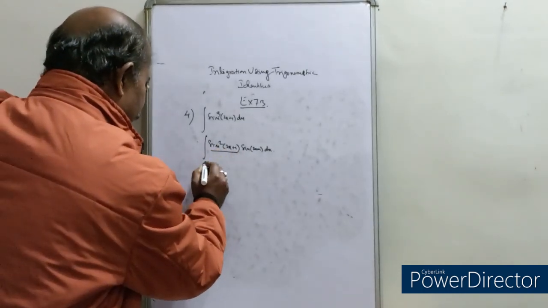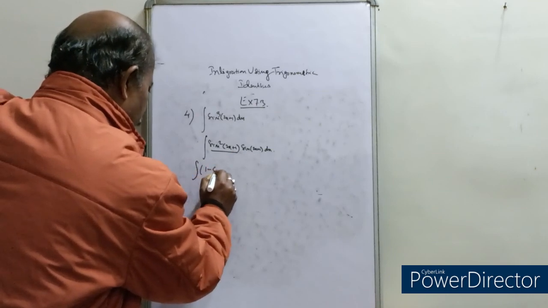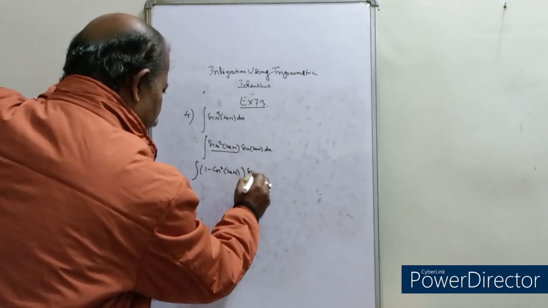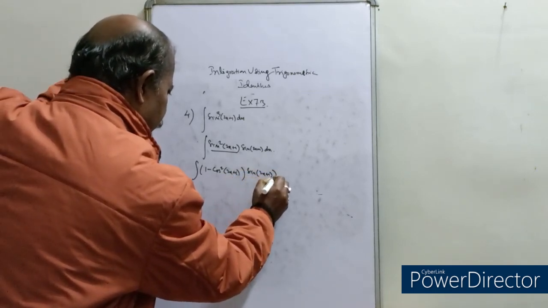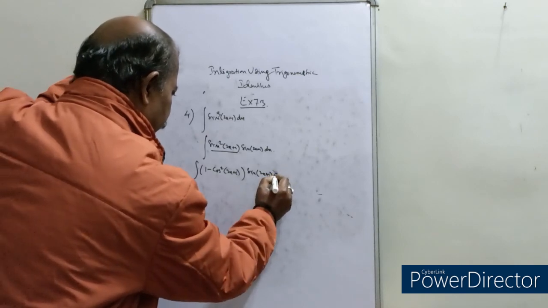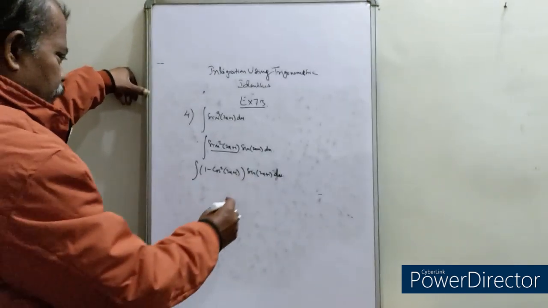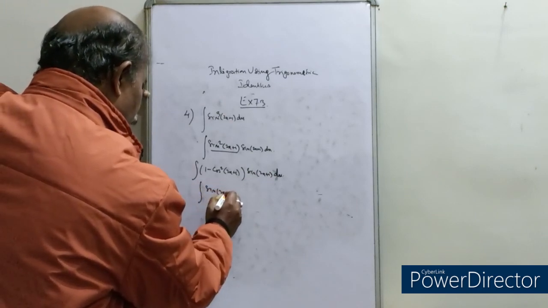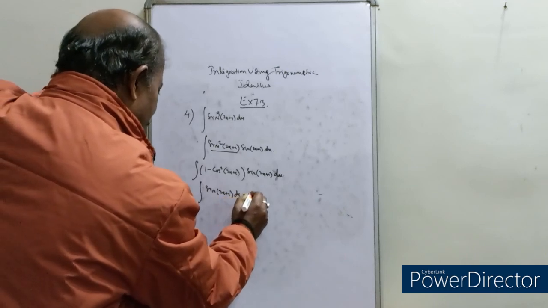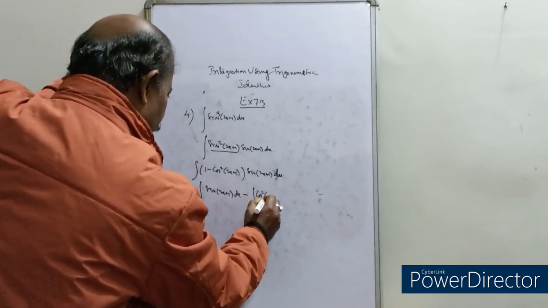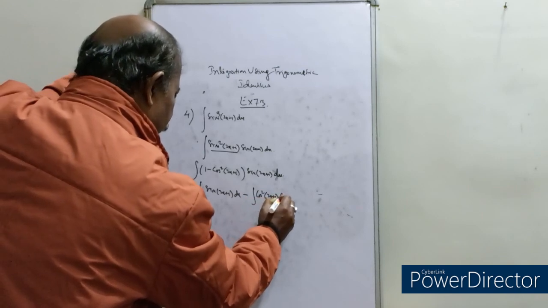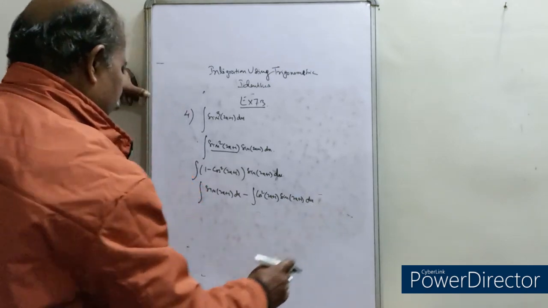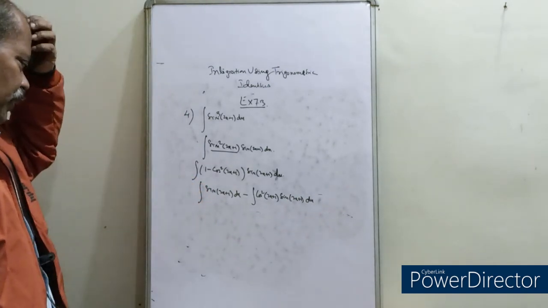Now this sin square, you can write like this also: (1 minus cos square (2x + 1)) sin (2x + 1) dx. Now by the distributive law, that is integral of sin (2x + 1) dx minus integral of cos square (2x + 1) sin (2x + 1) dx. Now you know the integration of sin (2x + 1).